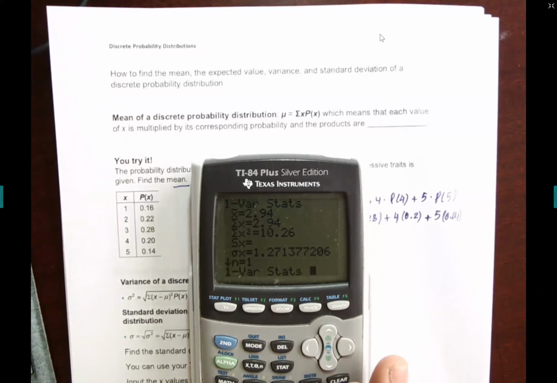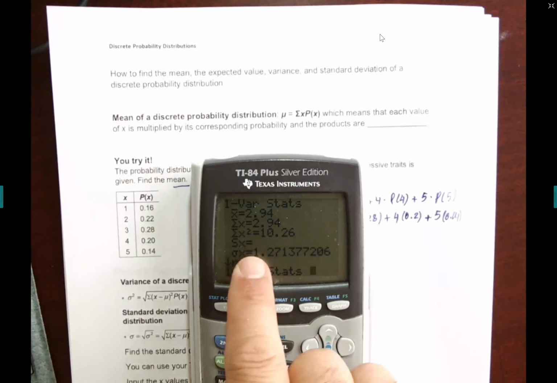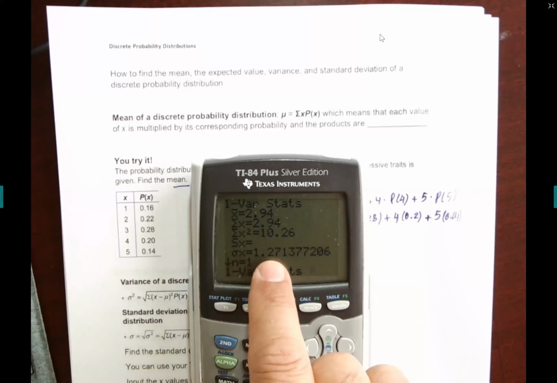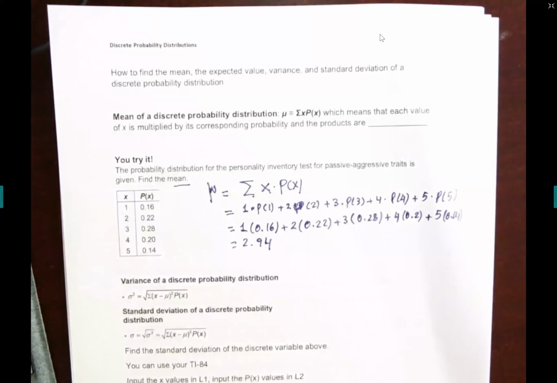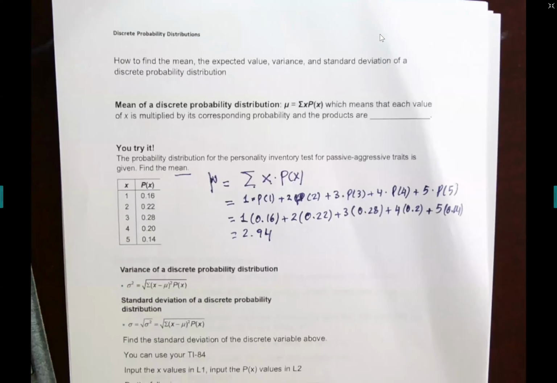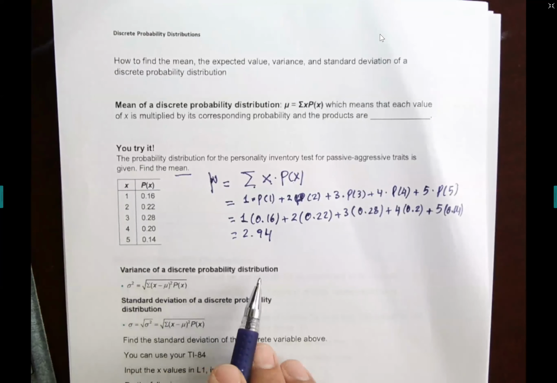This is how you find the mean. Now, how do you find the standard deviation? Well, guys, it's already done for you right here. Sigma is 1.27. So this is the standard deviation of the probability distribution using the calculator, which we'll come to next. It says variance of the discrete probability distribution.